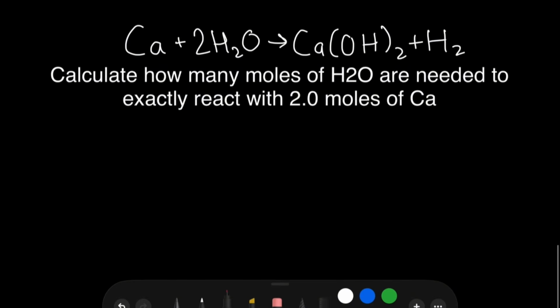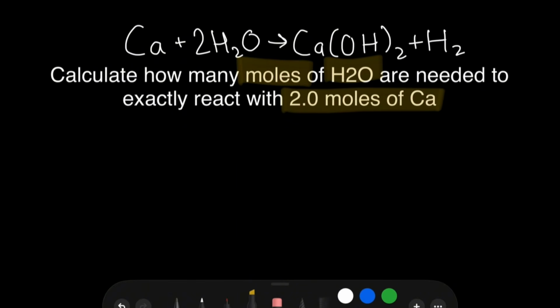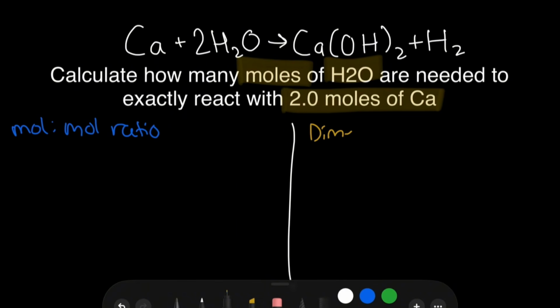Our second to last problem is asking us to calculate how many moles of H2O are needed to exactly react with 2.0 moles of calcium. So there are 2 ways to do this. I will show you the first method, which is the mole-to-mole ratio method. And the other method will be dimensional analysis.